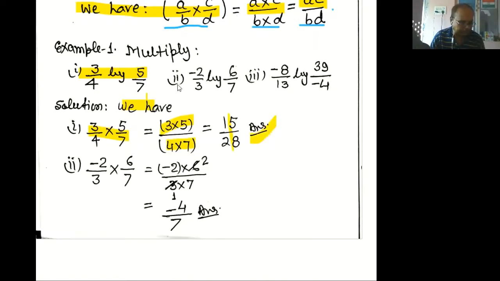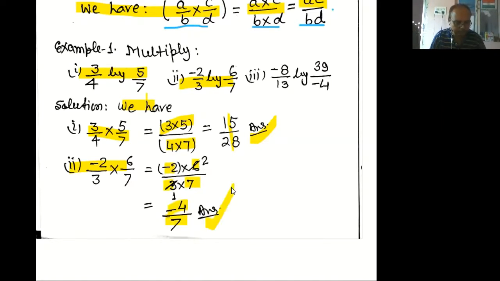The second example is minus 2 upon 3 into 6 upon 7. The numerators are minus 2 and 6, so we write minus 2 into 6 upon denominator 3 into 7. The denominator 3 and the numerator 6 can be cancelled by 3, 3 ones are 3 and 3 twos are 6. So the product of numerators is minus 4 and the denominator is 7, equal to minus 4 upon 7.